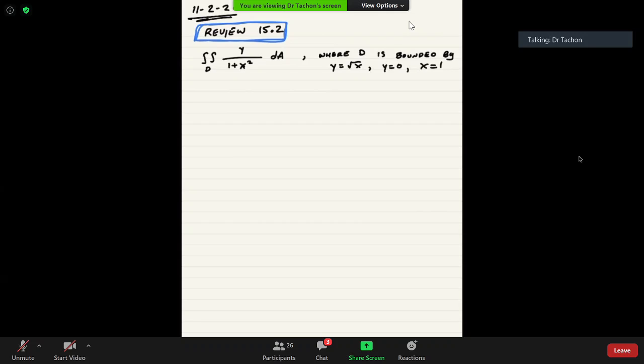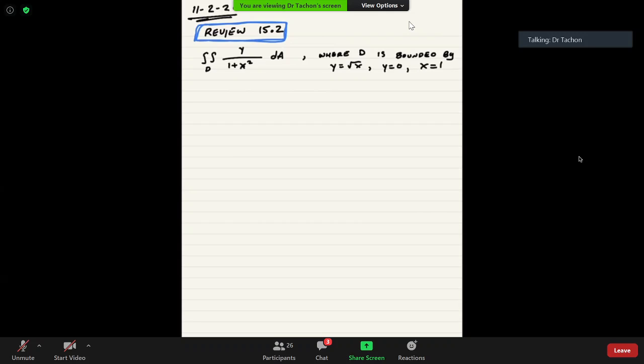I want to do one more of these, and it's a review problem, not necessarily a problem in the book. I found it in another book that's like what we've been doing. So let's go ahead and do this one. It's a double integral of y over 1 plus x squared, where D is bounded by y equals radical x, y equals 0, and x equals 1.